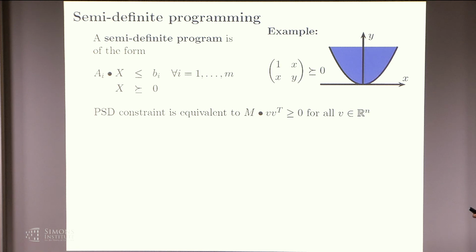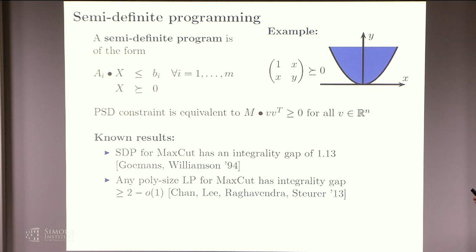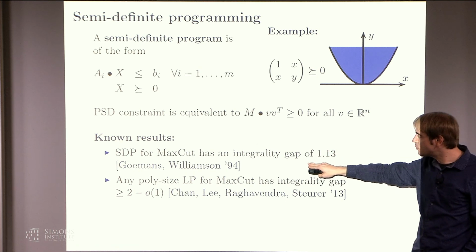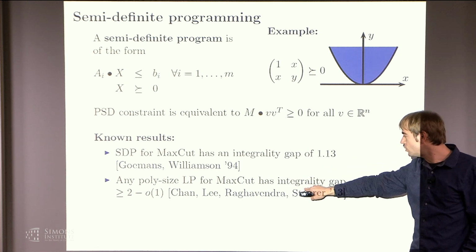And semi-definite programs are more powerful than linear programs in the sense that there are some beautiful results that you can use an SDP to get a good approximation for max cut within 13% of the optimum, but you can't get better than 2 with a polynomial-sized linear program. So by now, we actually have a very clear separation between what a semi-definite program can do versus what a linear program can do.